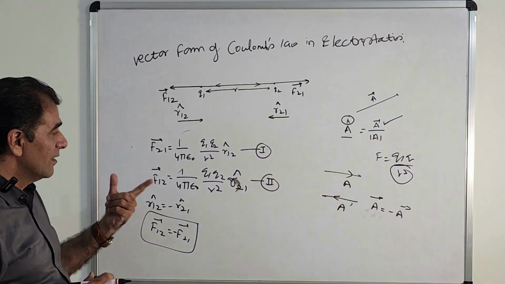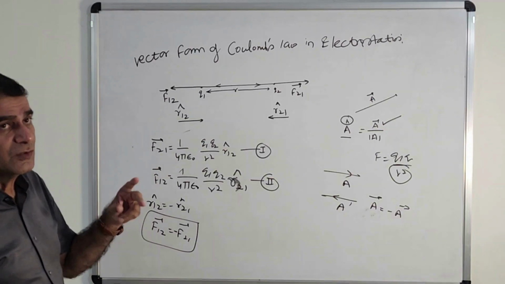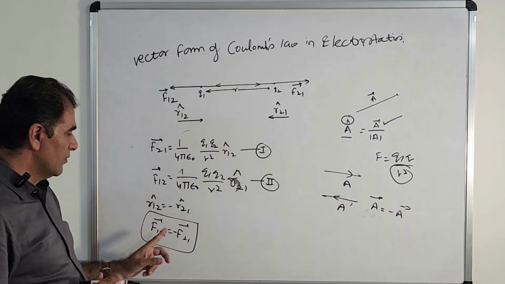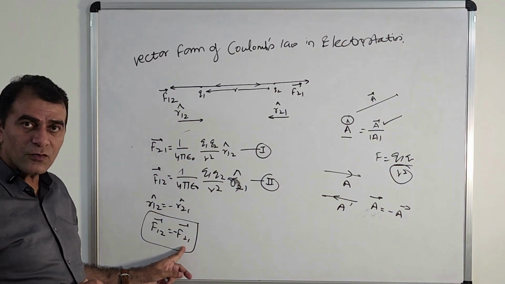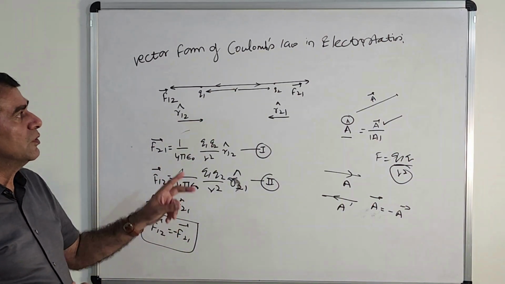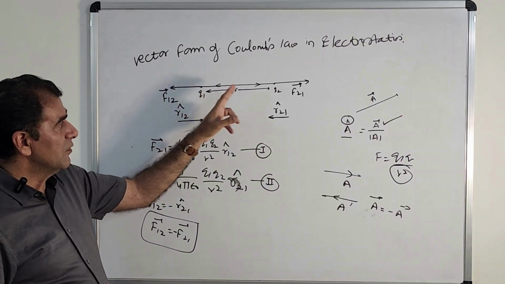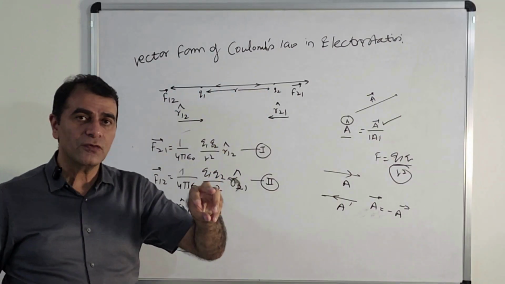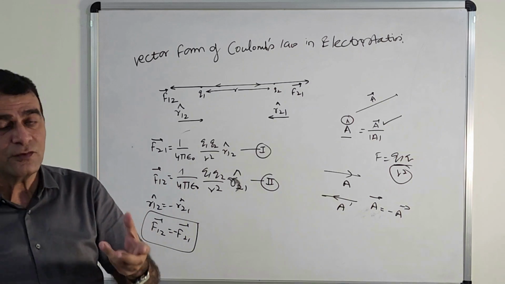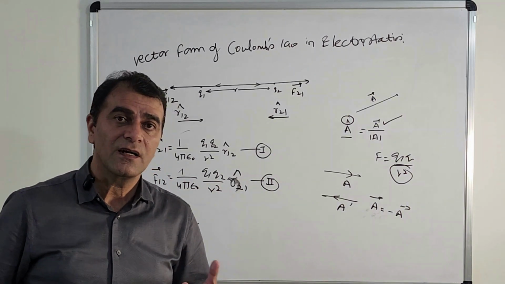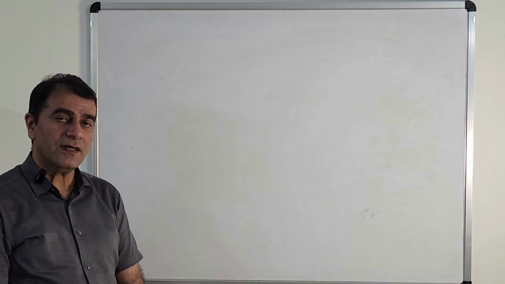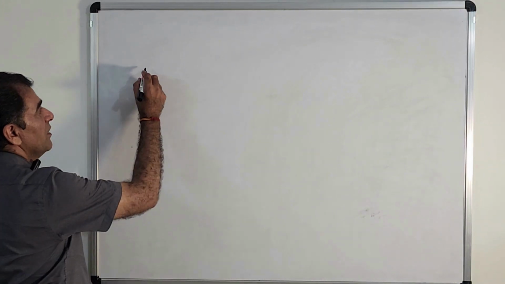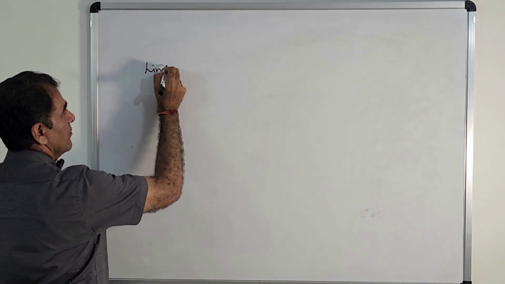So we get two inferences, two results from Coulomb's law. Number one, Coulomb's law in electrostatics follows Newton's third law of motion. And number two, the forces between these two charges, that is, electrostatic attractive or repulsive forces, are central forces. Okay, our next topic is the limitations of Coulomb's law in electrostatics.